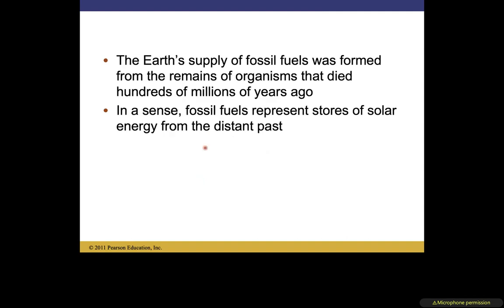So your Earth's supply of fossil fuels was formed from the remains of dead organisms that died hundreds of millions of years ago. And so those fossil fuels represent stores of solar energy from the past, and very specifically, the Carboniferous period. So let's go ahead and see if we can find a nice little internet picture of that Carboniferous period.